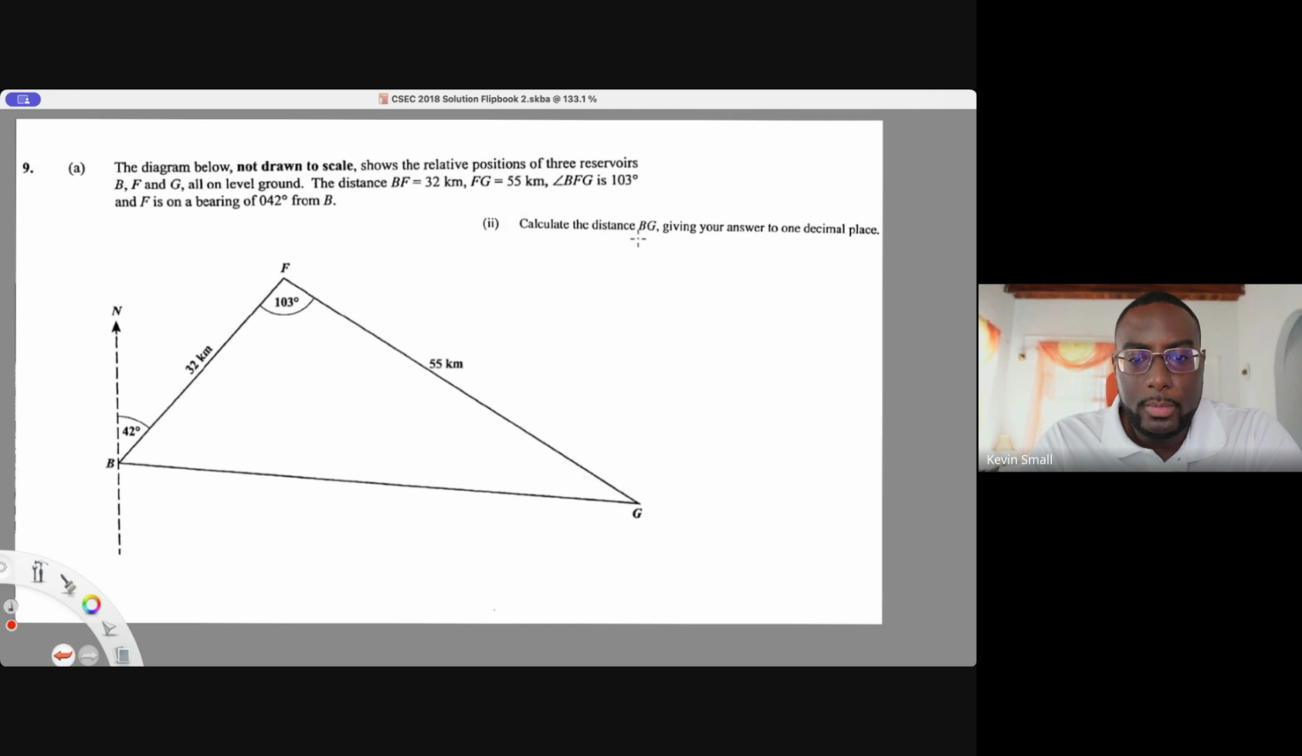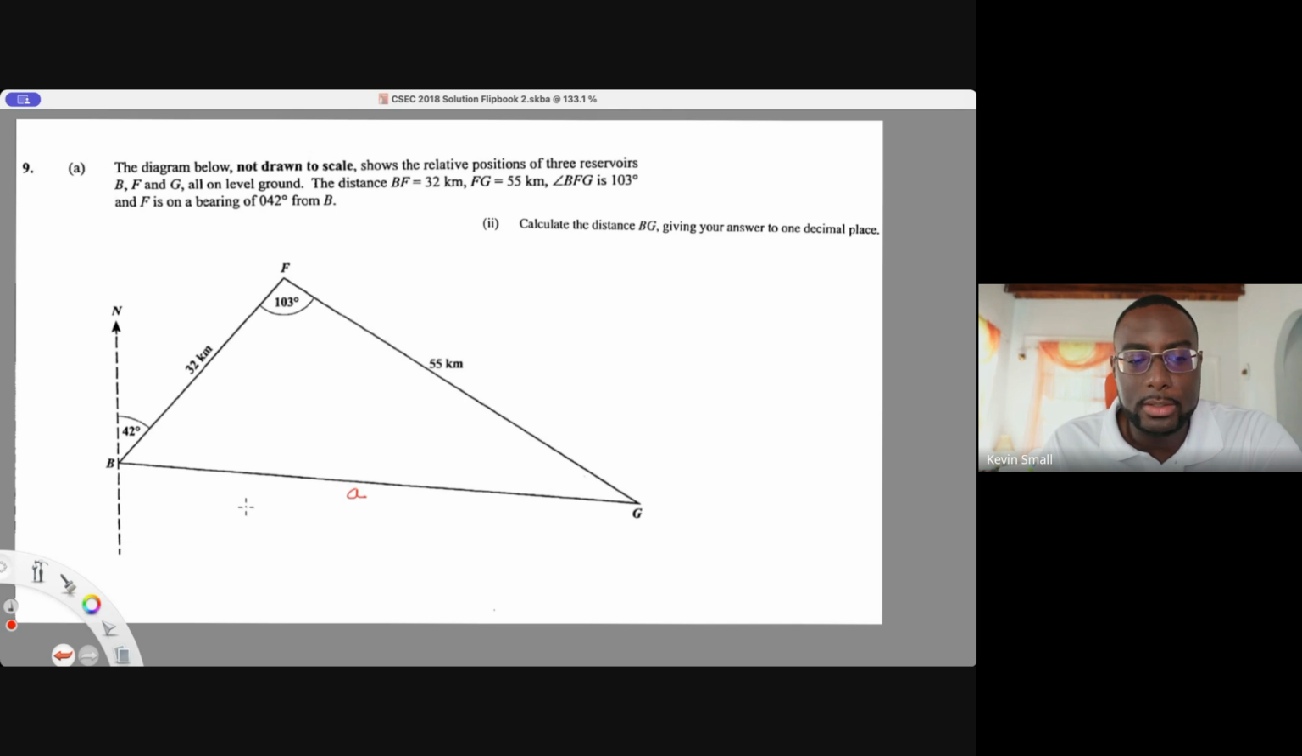Calculate the distance BG. Give your answer to one decimal place. So BG, I'm going to call this lowercase a. And from the time I call that lowercase a, you all should know which rule to use, either sine rule or cosine rule. But tell me what's the appropriate rule for this. If you have the angle in the middle and you have the two sides, what rule would you use? Omara said cosine rule, and that is correct.